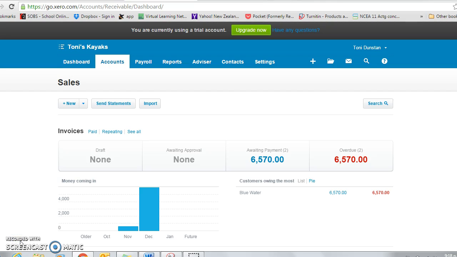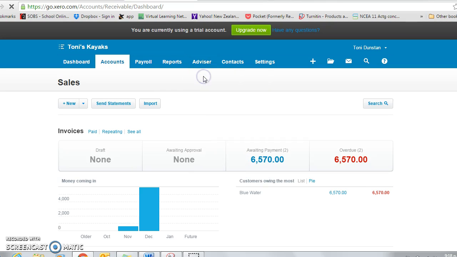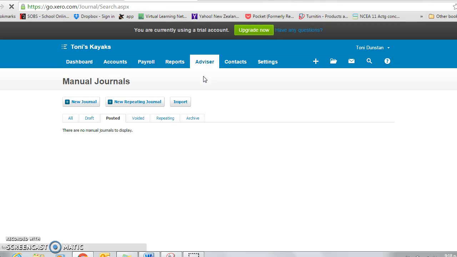Every time you do a transaction of selling inventory, be it on credit or for cash, you must then do a manual journal which records the cost of goods sold transfer. You go to the Advisor tab and Manual Journals. Click on New Journal.